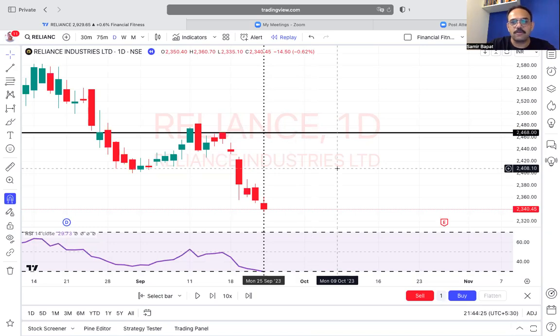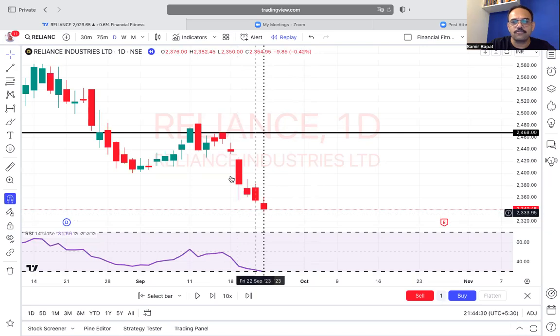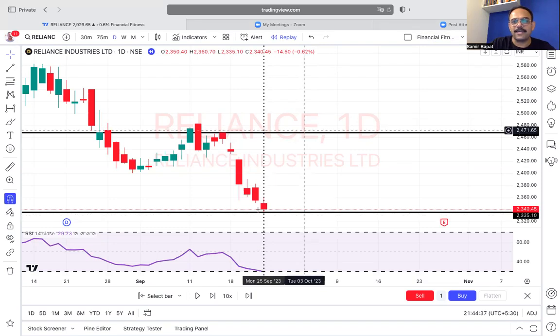Okay, so we will buy when it crosses above this, and stop loss will be the low here. So here is the stop loss. After buying here, if it goes down, we will sell here. Okay, so let's go ahead.